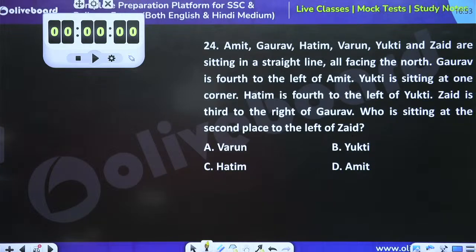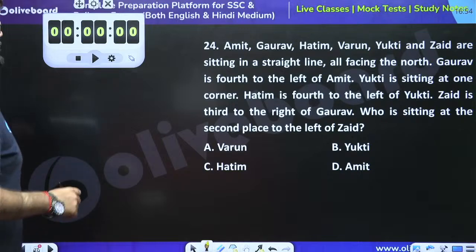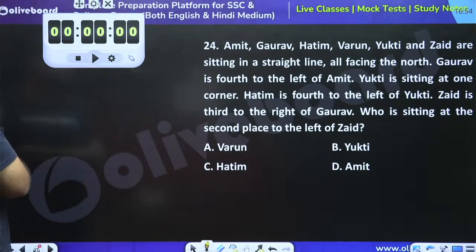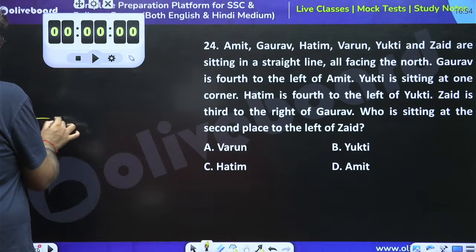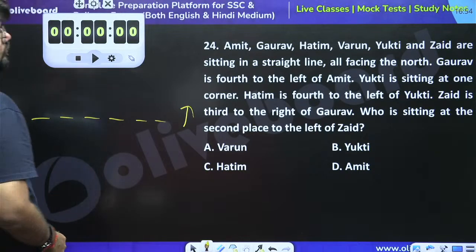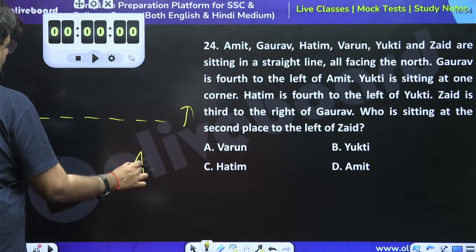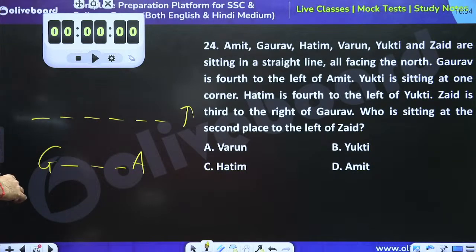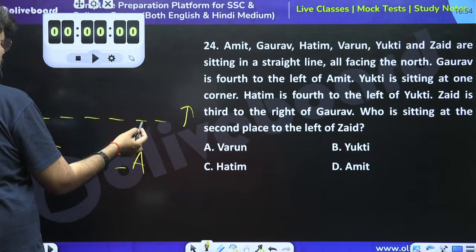Okay, Ragul has given me an answer. Let's check. Amit, Gaurav, Hatim, Varun, Yukti and Zaid. They are how many people? 3 and 3, 6. 6 people sitting in a straight line facing north. So 1, 2, 3, 4, 5, 6. Okay, Gaurav is 4 to the left of Amit. So we have Amit here. We have 1, 2, 3. Gaurav is here. So Amit can either be here or here.